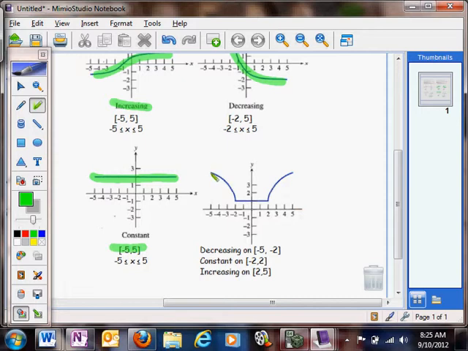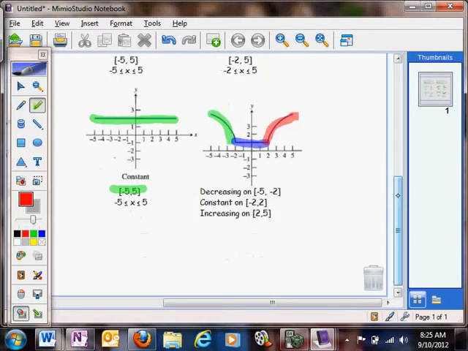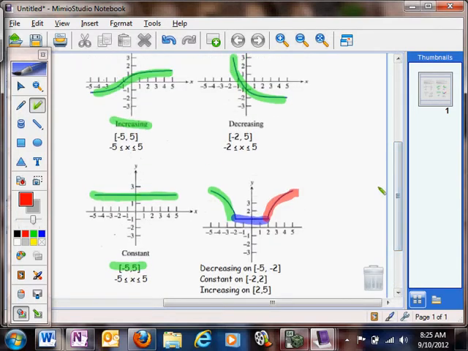And so from -5 all the way down to -2, well, it's decreasing. And then from -2 to 2, it's constant. And then from 2 to 5, it's increasing. That's the extent of most of what today's homework is about right there. And that's basically how you tell if a function is increasing, decreasing, or remains constant.